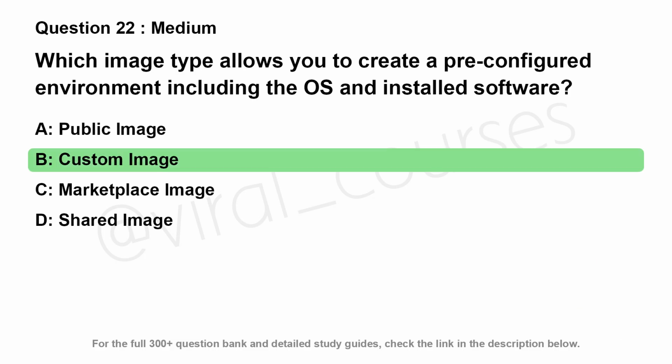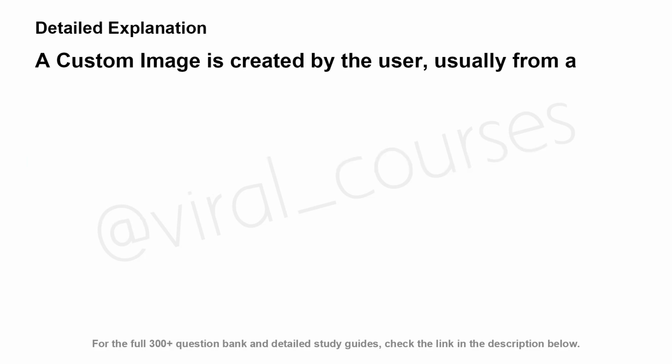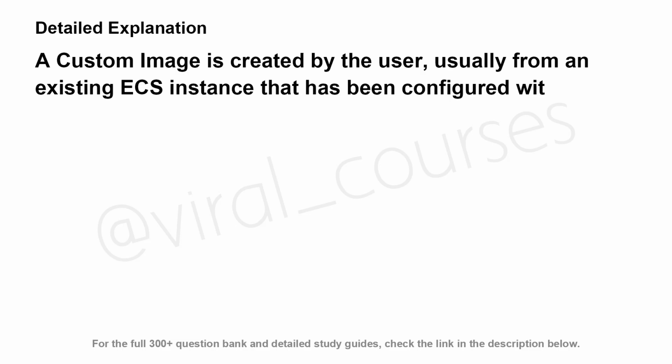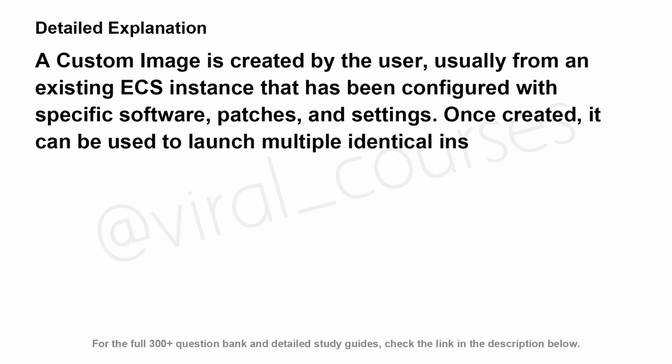The correct answer is B. A custom image is created by the user, usually from an existing ECS instance that has been configured with specific software, patches, and settings. Once created, it can be used to launch multiple identical instances, saving setup time.